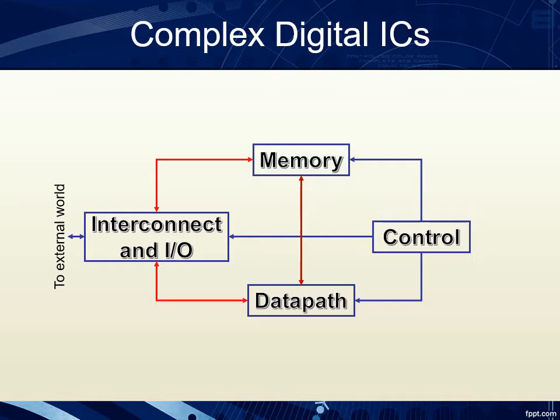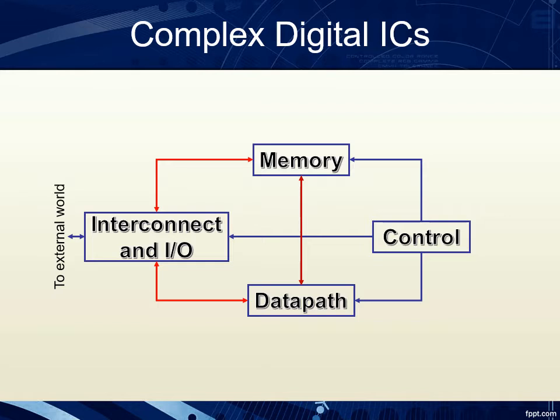Before going into more detail on what these technologies mean, let us look first at the general components of a complex digital integrated circuit, such as microprocessors and digital signal processors. Here we can see that we have four main blocks. We have the control block, which is connected to a memory and data path. The memory and data path in turn are interconnected to a block which takes care of the input and output, and to the interconnections with the external world.